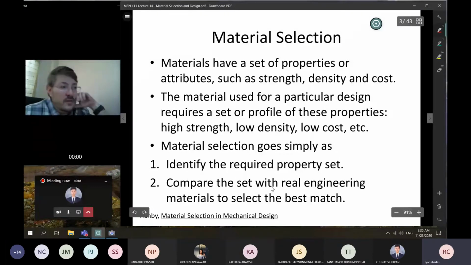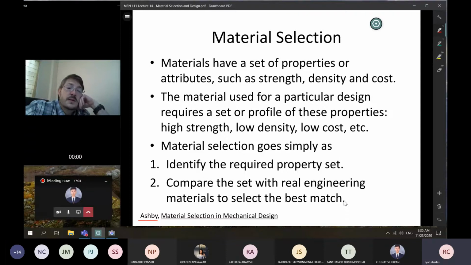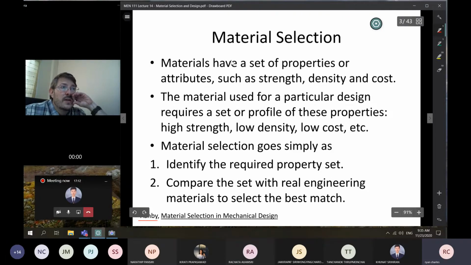Well, there's some logic behind that. A lot of it is largely driven by this fellow down here, Michael Ashby. And he has a whole bunch of books pretty much with the same titles. Material selection. He has pioneered material selection and tried to make it logical and mathematical. So materials have a set of properties, or what he might say as attributes.